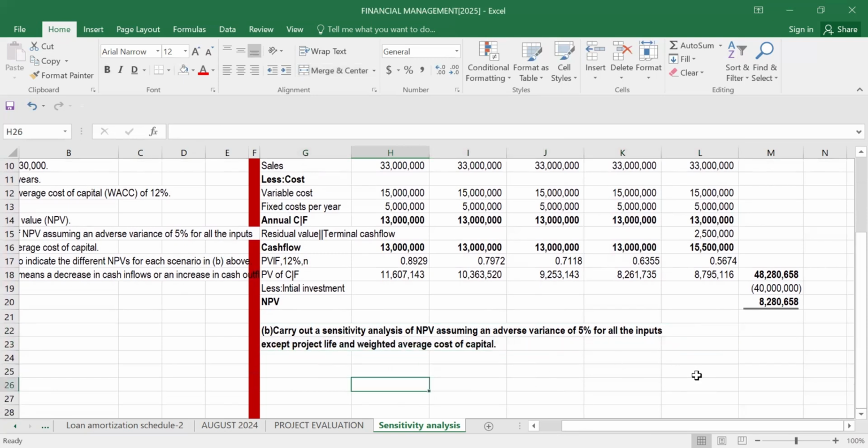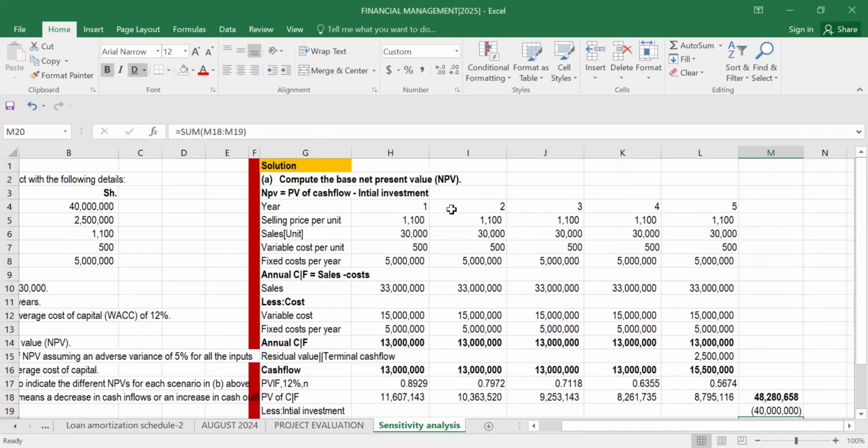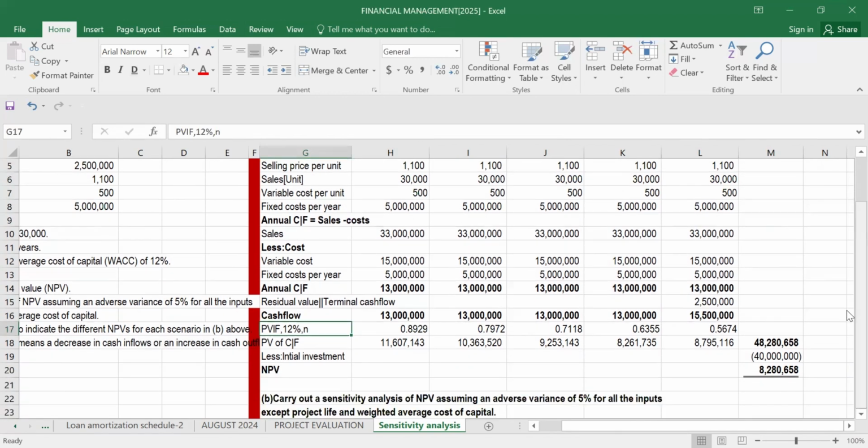Now, the first thing we need to appreciate here is that in computation of this particular NPV, which we have computed up here, of 8,280,000, there are a number of variables which we have used. So one, we have used the project life. We have used the selling price. We have used the sales value. We have used the variable cost per unit. We have used the fixed cost, including this particular terminal cash flow, and also the discount rate of 12%. So basically what we are required to do is now to compute a new NPV.